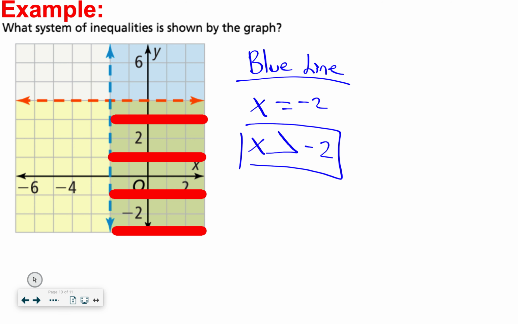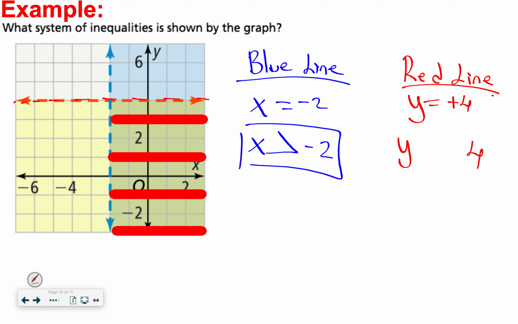Now we are going to focus on the red line. For the red line, this is normally y is equal to +4 line. But since this is an inequality and it's shaded below the line, and this is a dashed line as well, it's going to be y less than 4. Why did I say less than 4? Because it's shaded below the line, plus this is the dashed line. So these are the two inequalities of the system of this graph.